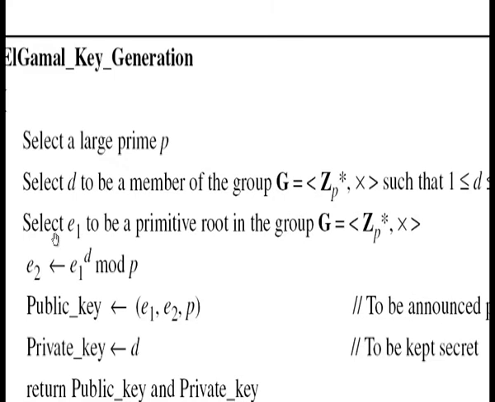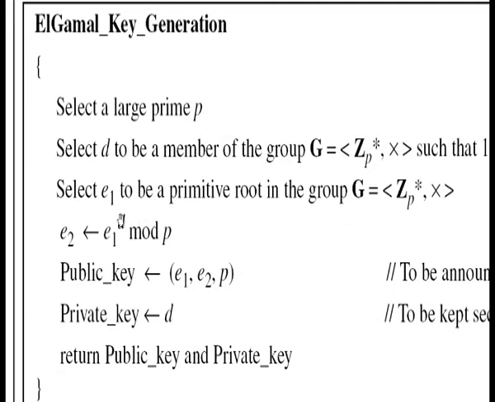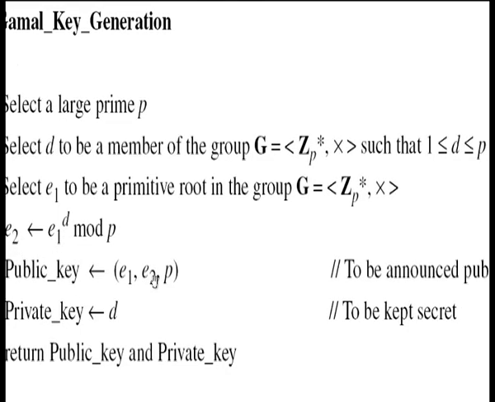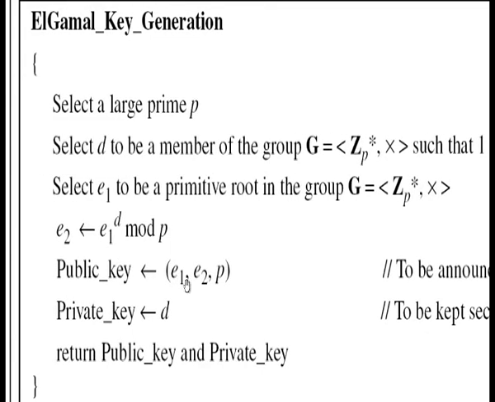Now again he has to select a primitive root in the group. This primitive root is given by E1, and from that it is going to generate E2, that is E1 power D, because this E2 is going to be sent to the person who wants to send the particular message. Now D is kept as the private key, and E1, E2, P are the public key.